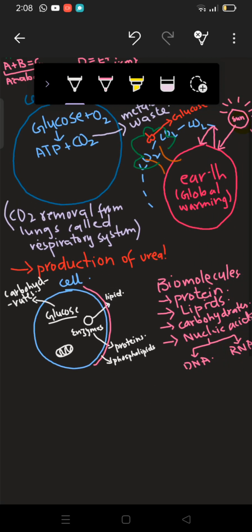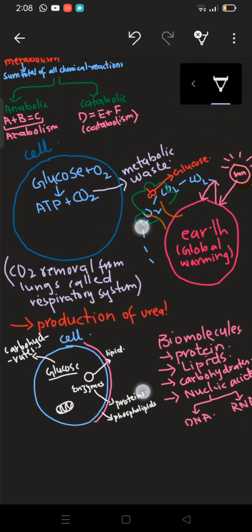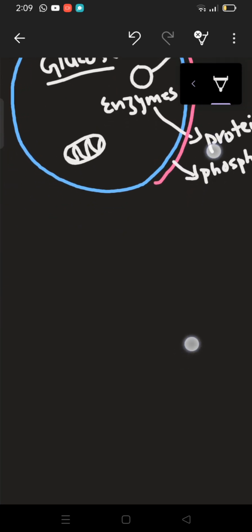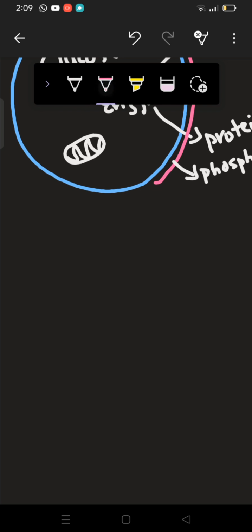Alright, so these are the basic organelles of the cell. So now we need to know how urea is produced. Now we know that in our cell protein is there, and we know that proteins are made up of amino acids.